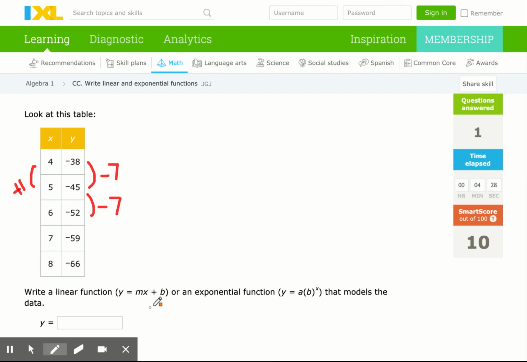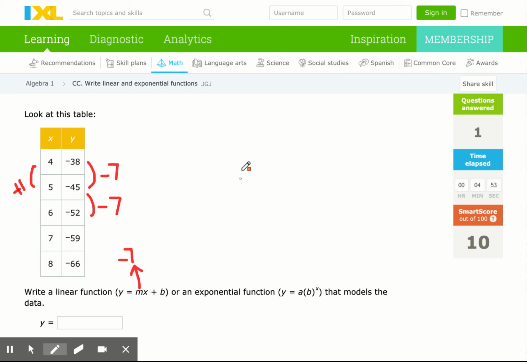So I'm going to use my y equals mx plus b. M is my slope. Remember, m is going to be the number that I add or subtract each time. So in this case, a negative 7. B is my y-intercept. Now you'll notice the y-intercept is not in this table because I don't have 0. So I kind of need to work backwards here to figure out what my y-intercept will be.